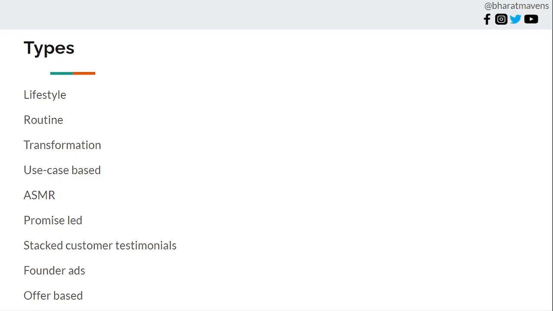Next, types of ads you can create. It can be lifestyle based, which is mostly, okay, this is the product I am using, this is what it has given me. Routine based, where you explain the complete routine of the product, where you are sharing mostly a combo or a bundle. Next, the transformation. This is mostly an image where you show before and after, or it can be a video also where the journey is being explained. Use case based is mostly when you want to advertise for a specific pain point, like specifically for acne, I want to create a video. That's when you use this type of ad.